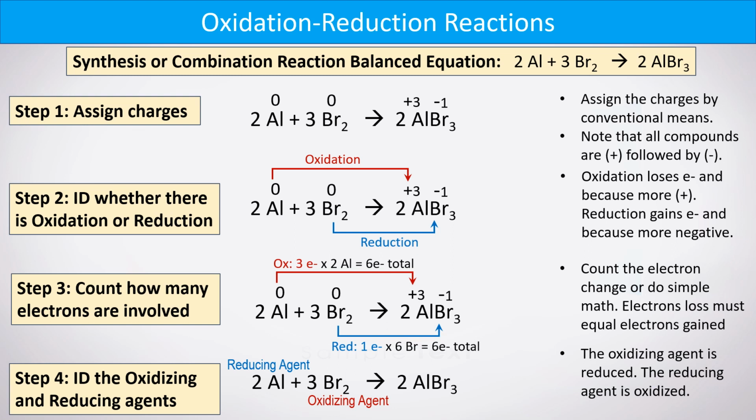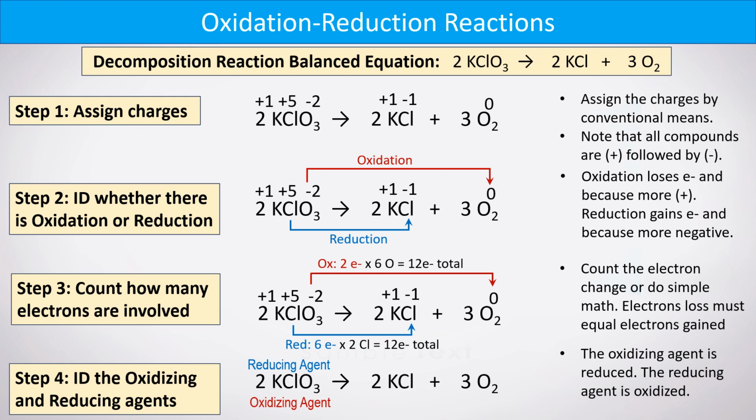So what is the oxidizing and reducing agent? We know the reducing agent is aluminum because it caused bromine to become reduced. We know that bromine is an oxidizing agent because it caused aluminum to become oxidized. Aluminum was oxidized, therefore it is the reducing agent. Bromine was reduced, therefore it is the oxidizing agent.